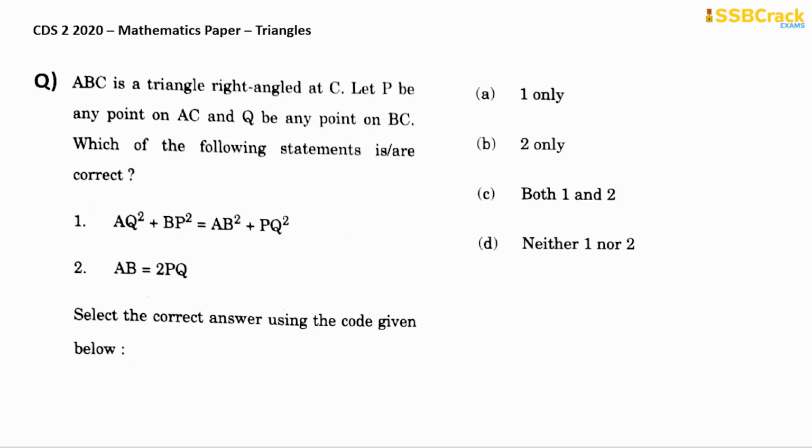Alright, coming upon to the next question on triangle. ABC is a triangle right angled at C. Let P be any point on AC and Q be any point on BC. Alright, this is the provided condition. And we have to check which of the following statements is or are correct. Either the first one is correct, or the second one is correct, or both are correct, or not.